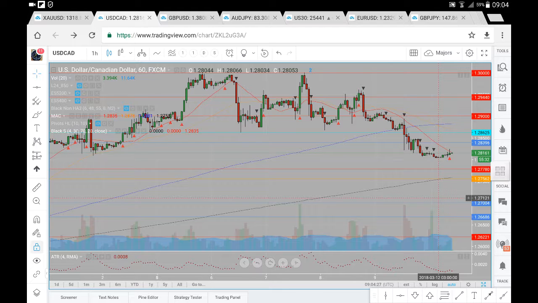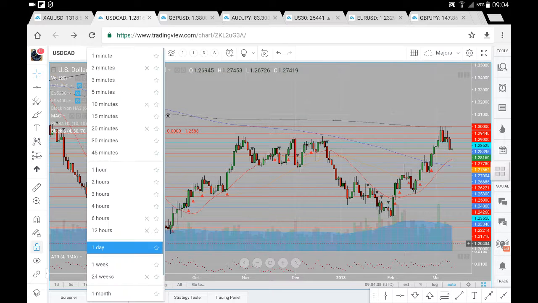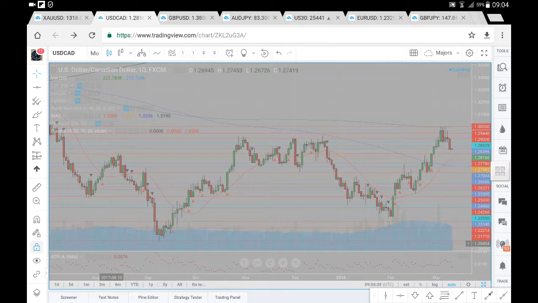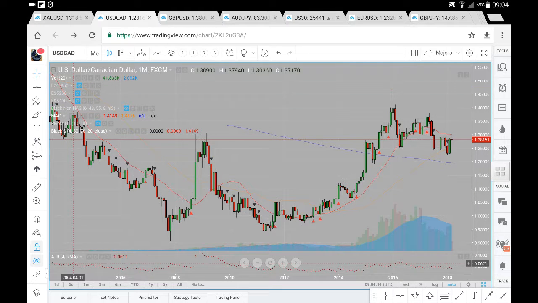Now, let's just have a look at the higher time frames. And on the US dollar CAD, if we head over to the, sorry, not the month, the daily, we head over to the monthly first. Over to the monthly chart we go. We'll hide our drawings here.